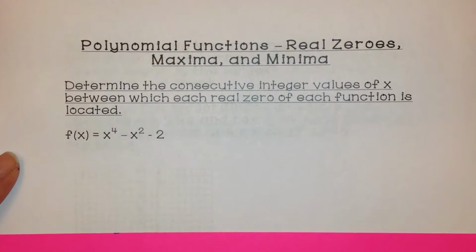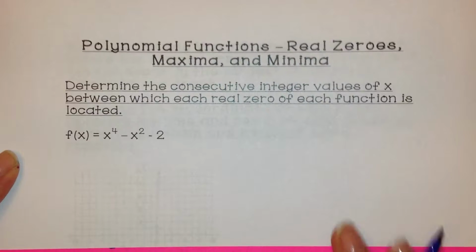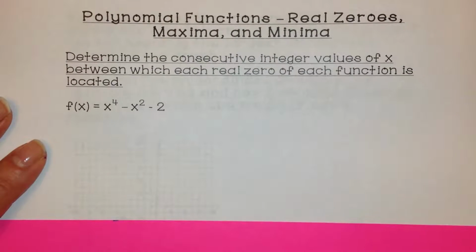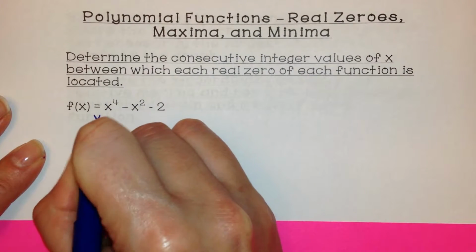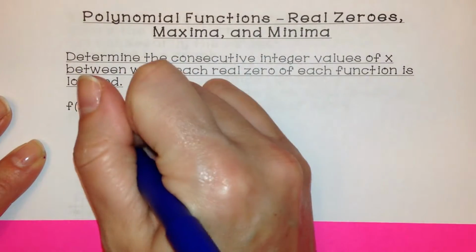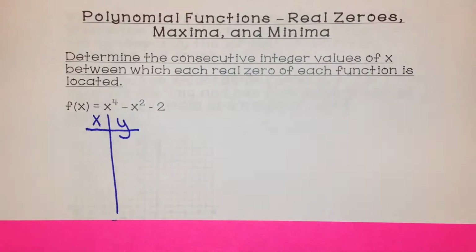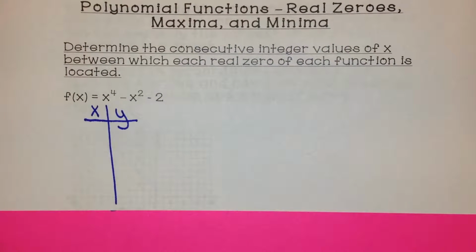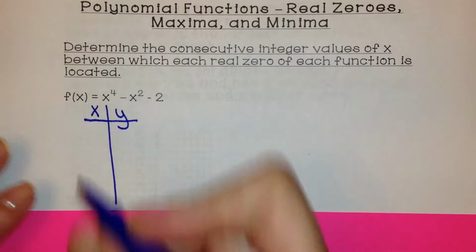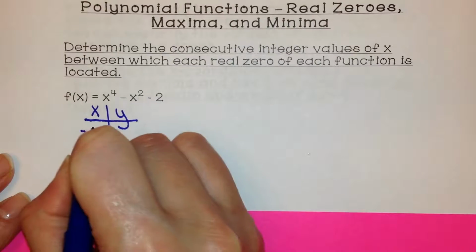Okay, so we're just going to look at this, and I'm going to create a table. I'm going to choose x to plug in, and we'll get y out. So I'm just going to start with some negative values. I'm going to work my way towards 0 and then go in the positive direction. I'm not going to start too far away from 0, but if I feel like I need to go further out, I can. So I'm just going to start at -3.